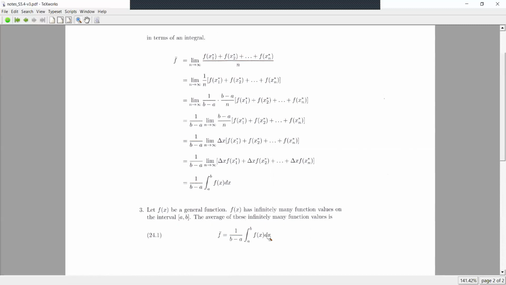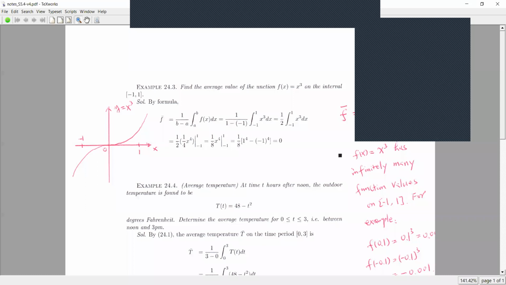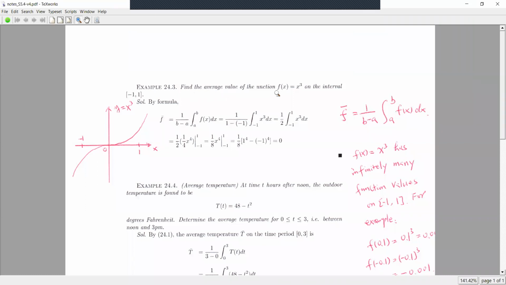Now, in the following, let me show you examples about how to use this formula to solve problems. Two examples about this formula, the formula for the average function value. Example 1. Find the average value of the function x to the third on the interval -1 to 1. Here is a plot of the function.